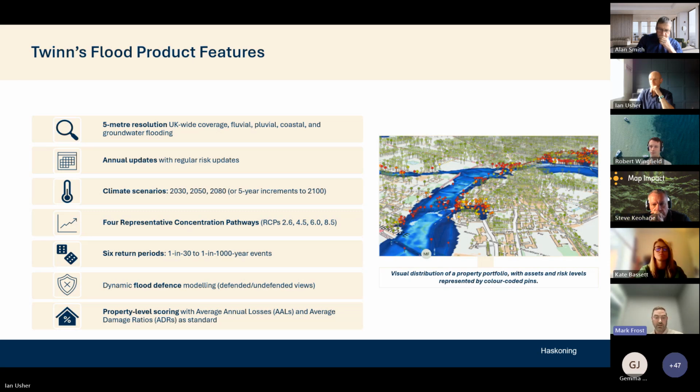And we've got dynamic flood defence modelling. So we provide a couple of views where flood defences are in place, so you can get a score based on the depths with flood defences and based on the depths without flood defences. And we provide property level risk scoring, which uniquely takes into account average annual loss and average damage ratios as standard. So when you take the flood score product, that comes with it.